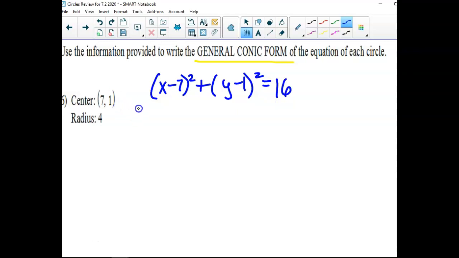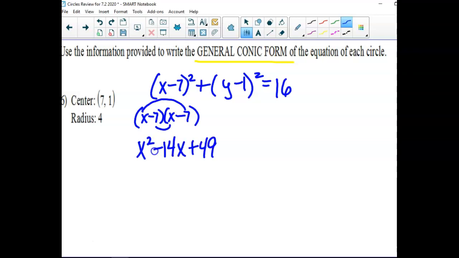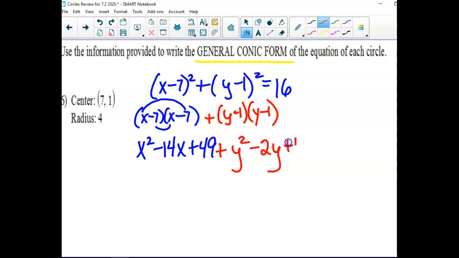Okay, we're only going to do one. X minus 7 times x minus 7, anybody? X squared minus 7x and minus another 7x would be minus 14x plus 49. Good call. Okay, back here we have y minus 1 times y minus 1. Anybody got me there? And then we get it equals, on this side we had a 16.